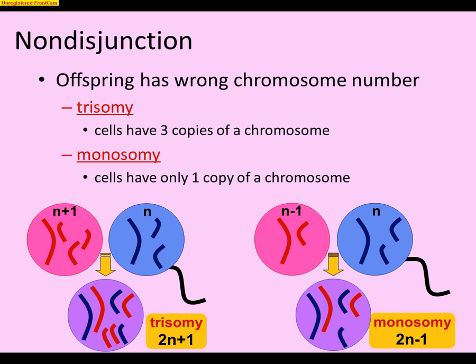And we've got some names depending upon how many chromosomes are present. Trisomy, and you'll see the root word tri in there, means that cells have 3 copies of a chromosome. Where monosomy, and you see mono in there meaning 1, shows that the cells only have 1 copy of a chromosome. And I've got some examples showing those little colored chromosomes down at the bottom.